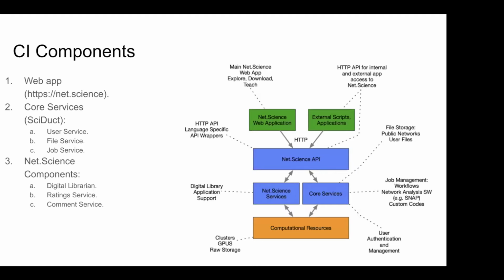So here are the cyber infrastructure core components. At the top, we have the two green boxes. The left box is the net.science web app, I spoke a little bit about a couple of slides back. The other green box is for external applications, for example, RStudio or Python notebooks, things of this nature. If we could drill down one level, we have the net.science API. This is the entry point into the computational backend, where we have core services, for example, file service, job management system, and user service for user authentication, as well as the computational codes. And on the left, we have supporting services such as the digital library, or digital librarian, which we'll look at in the next slide. And then down at the bottom, we have computational resources.